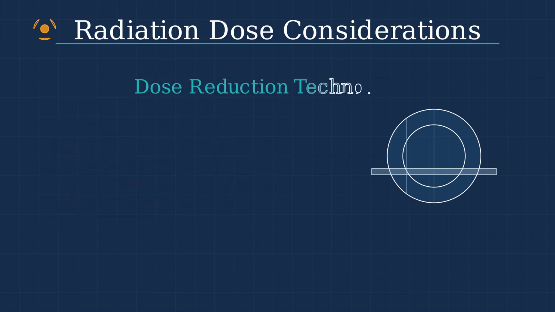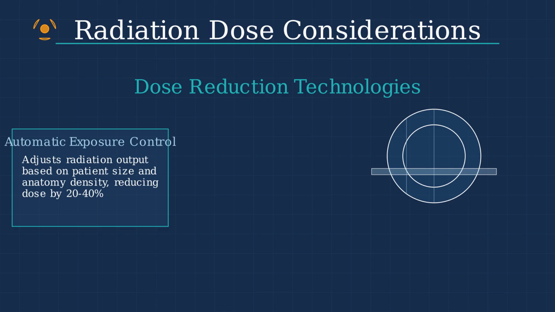Modern CT scanners incorporate several technologies to reduce radiation dose while maintaining image quality. Automatic exposure control dynamically adjusts radiation output based on the patient's size and tissue density. This can reduce dose by 20 to 40% while maintaining diagnostic quality. This technology automatically adjusts radiation intensity to different body regions, using less radiation for thinner areas while ensuring adequate exposure for denser regions.